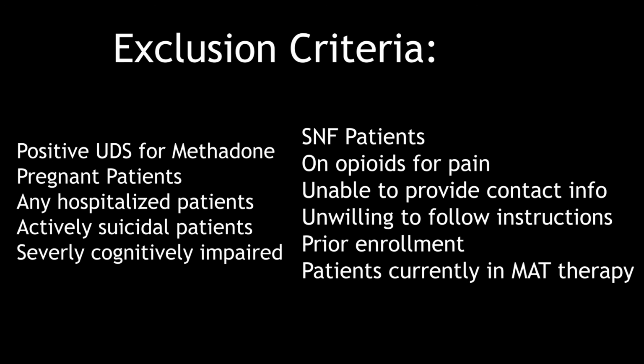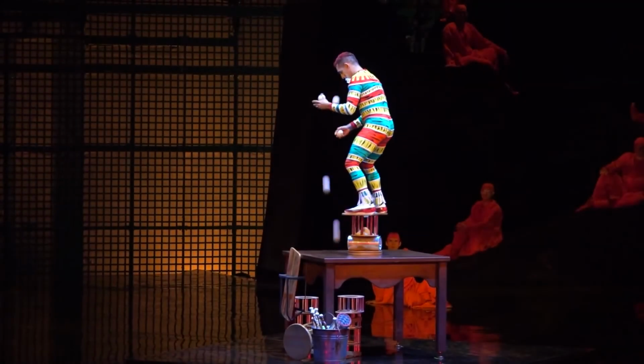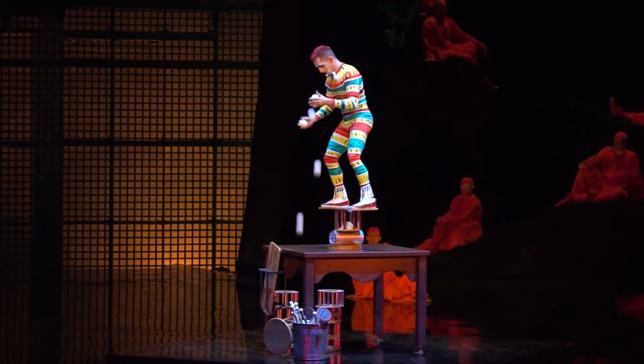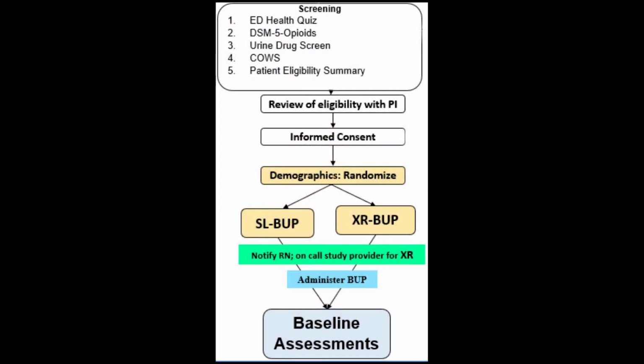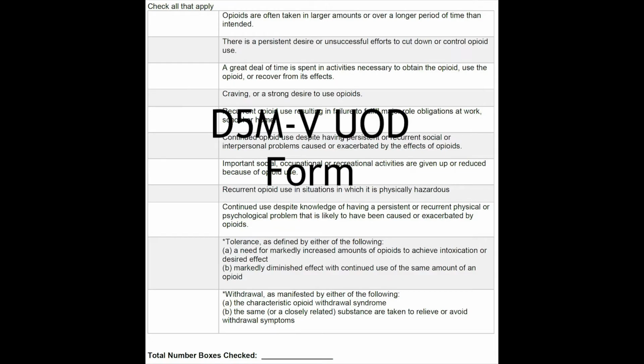However, patients enrolled in an addiction treatment and not receiving any medication-assisted therapy like Suboxone or methadone can be enrolled in the study. Okay, let's put all of the above in action. Here's the study flow, the process in which the patients will be enrolled and randomized in the study. As we briefly talked about, the eligible patients need to have diagnostic criteria for either moderate or severe opiate use disorder. We will be using the criteria listed in the DSM-5.